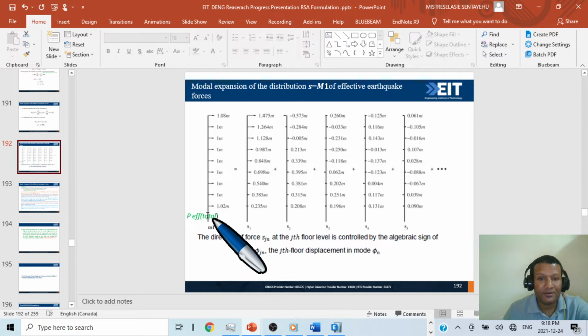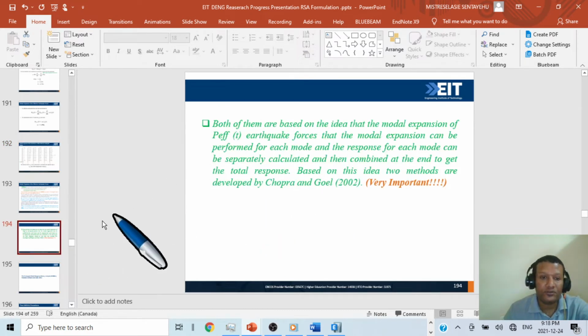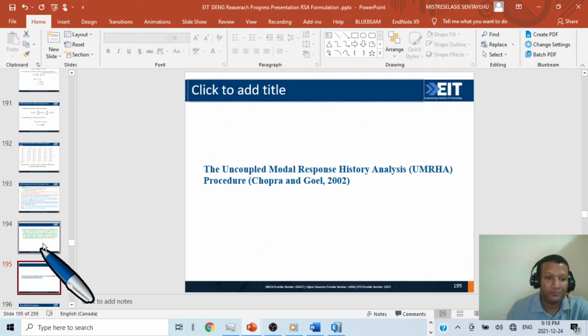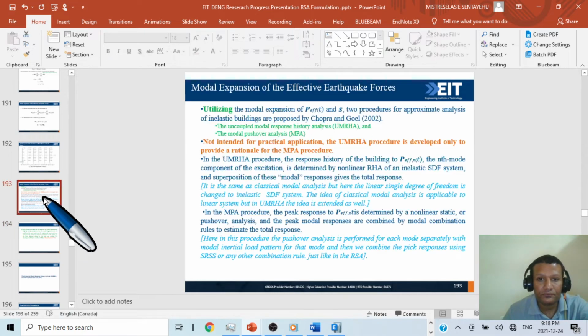Whatever P effective you have at the base is a contribution of different modes, and for each mode we have a spatial distribution, and that is the idea of UMRHA or MPA, the modal pushover analysis.